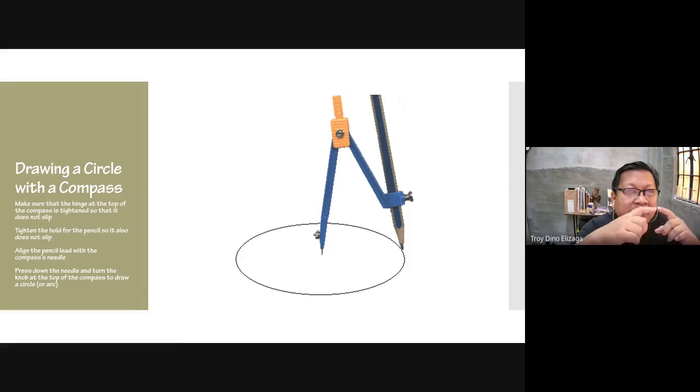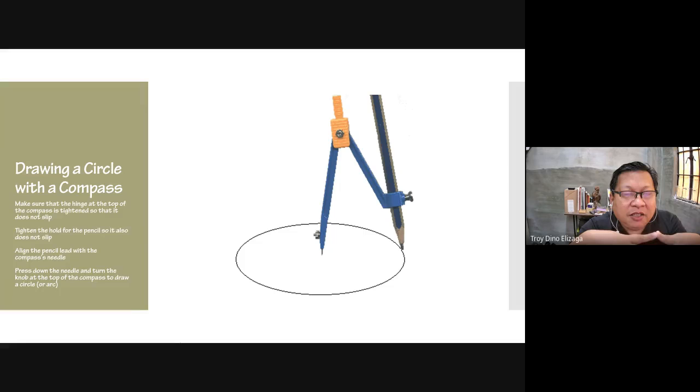You should be able to make a circle where I could not determine where the lines started. Because the tendency is that they blot, so that you know that this part of the line is blotting. So you started here and ended there also. But that's not good drafting. Line the pencil lead with the compass needle and then press down the needle and turn the knob at the top of the compass to draw a circle or arc.